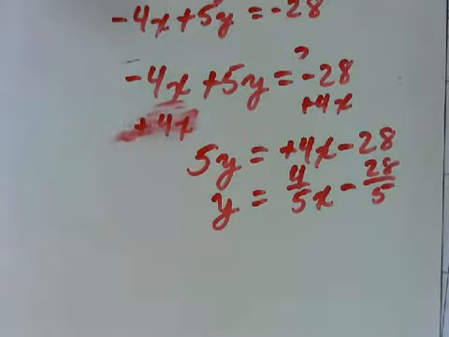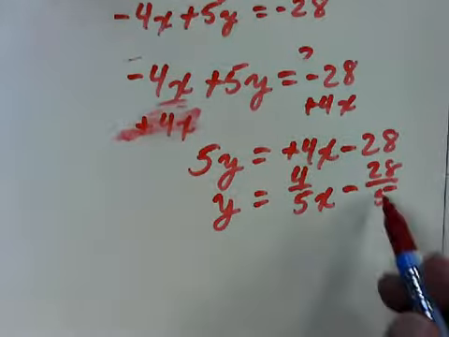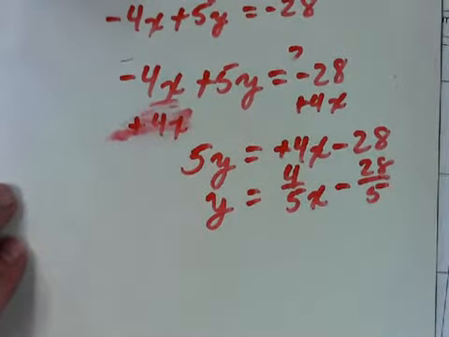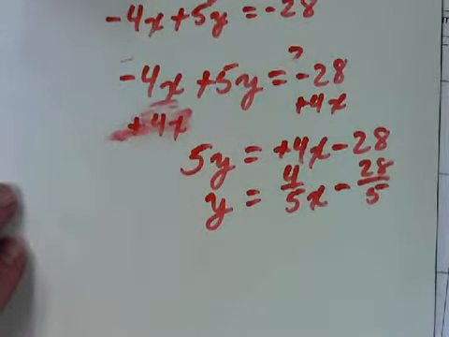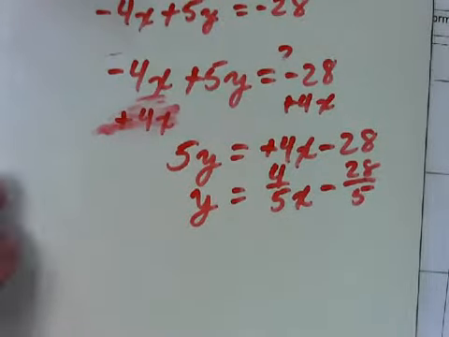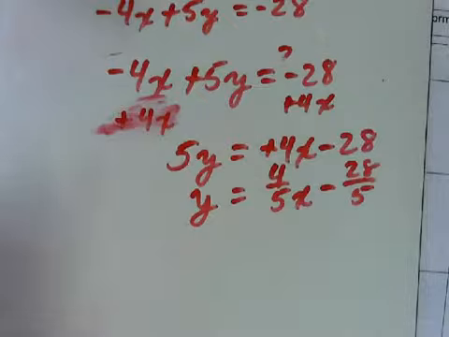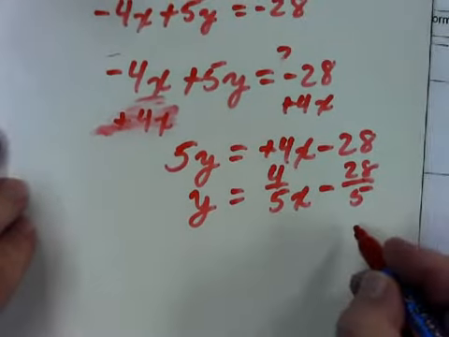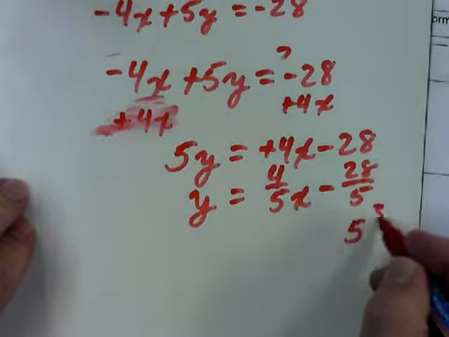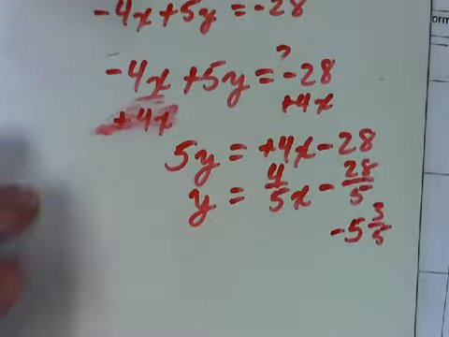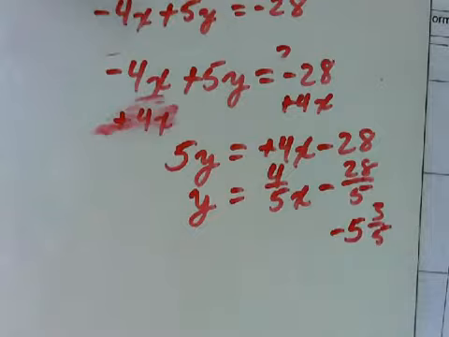Well, that's going to be nice, isn't it? No. Negative 28/5. I still need to find it on the graph. What's negative 28/5 equal to as a mixed number? 5 and 3/5. I would say a negative 5 3/5, right? 5 goes into 28 5 times, leaves me with 3.